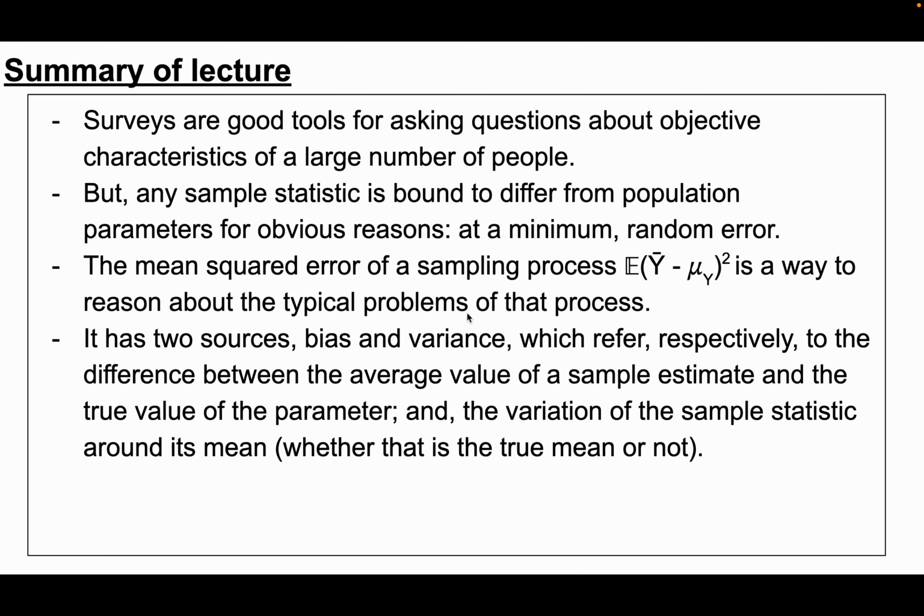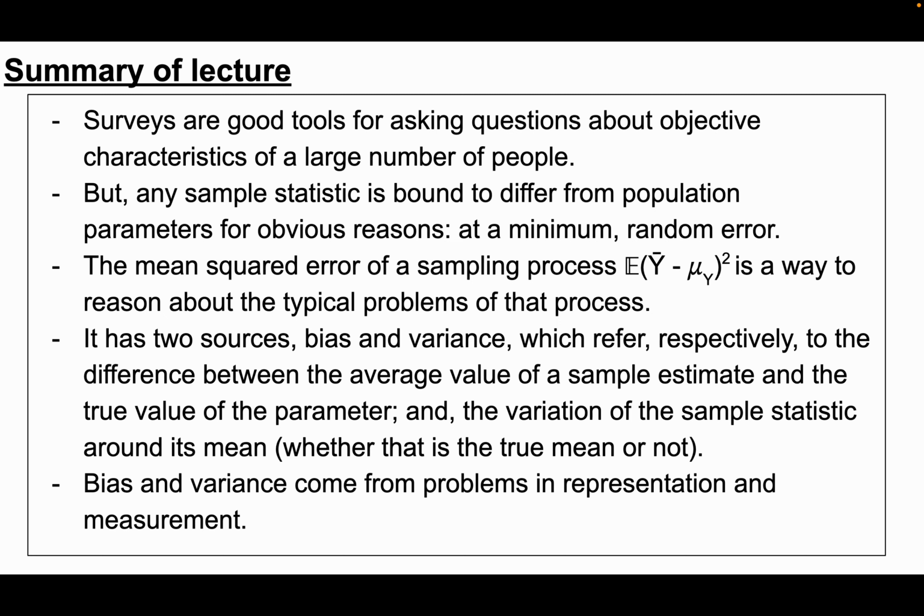And that doesn't mean the variation of the sample statistic around the true mean. It just means around whatever mean that the sample process happens to have. And all of this refers, by the way, to this kind of notion of a sampling process, which can be a little bit tricky at first. So I'll come back to that and discuss that a little bit more later. And finally, bias and variance come from problems in representation and measurement, which I'll say more about later on. Broadly speaking, representation means how close is your sample to the population in the sense of being characteristic of it. And measurement refers to how good or precise are the questions that you ask of your sample.